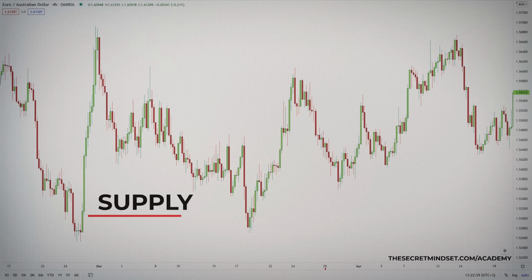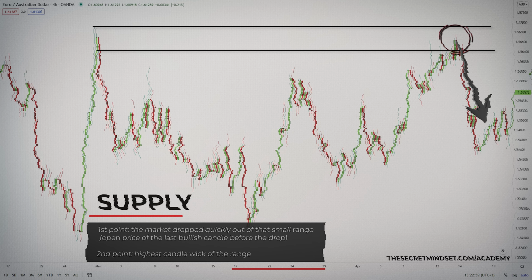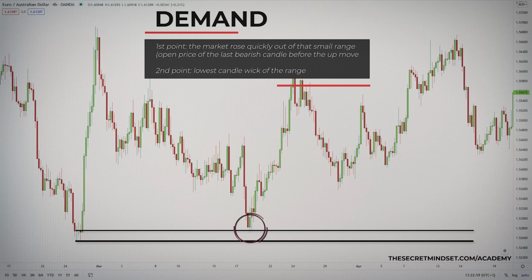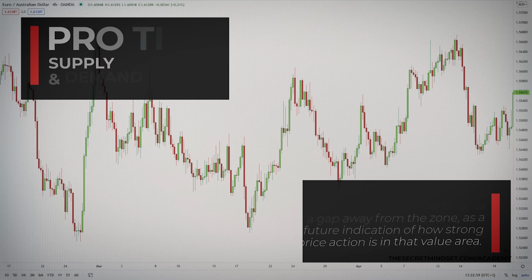For a supply zone, you need 2 points. First, the exact point the market dropped quickly out of a small range. I use the price open of the last bullish candle before the drop. And the second one uses the highest candle wick of the range. For a demand zone, you find the point the market rose quickly out of a small range, meaning the open price of the last bearish candle before the price increase. And the second point is the lowest candle wick of the range. In both cases, you look for a large candle body or a gap away from the zone as a future indication of how strong the price action is in that value area.